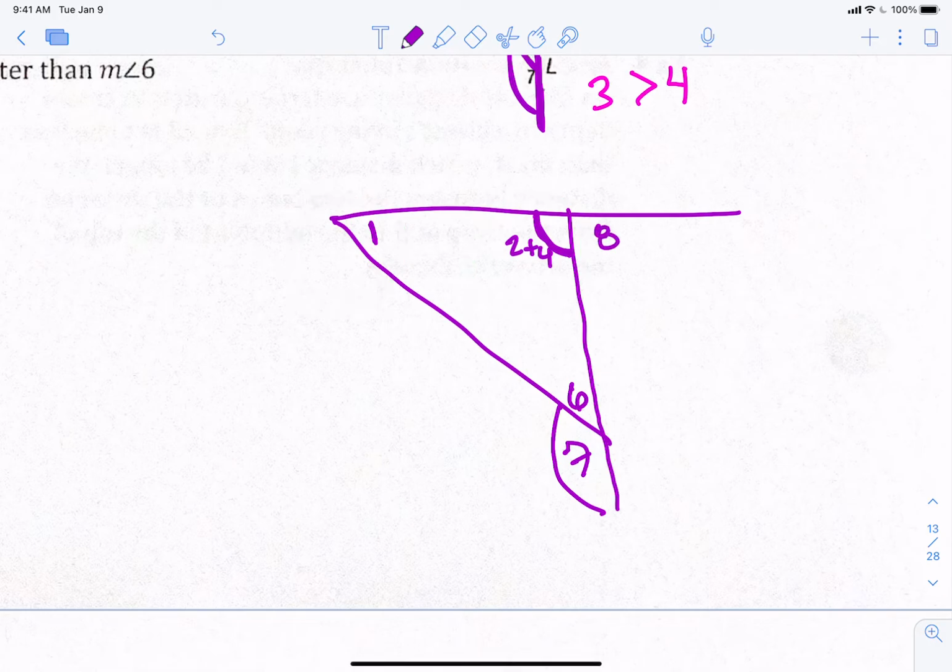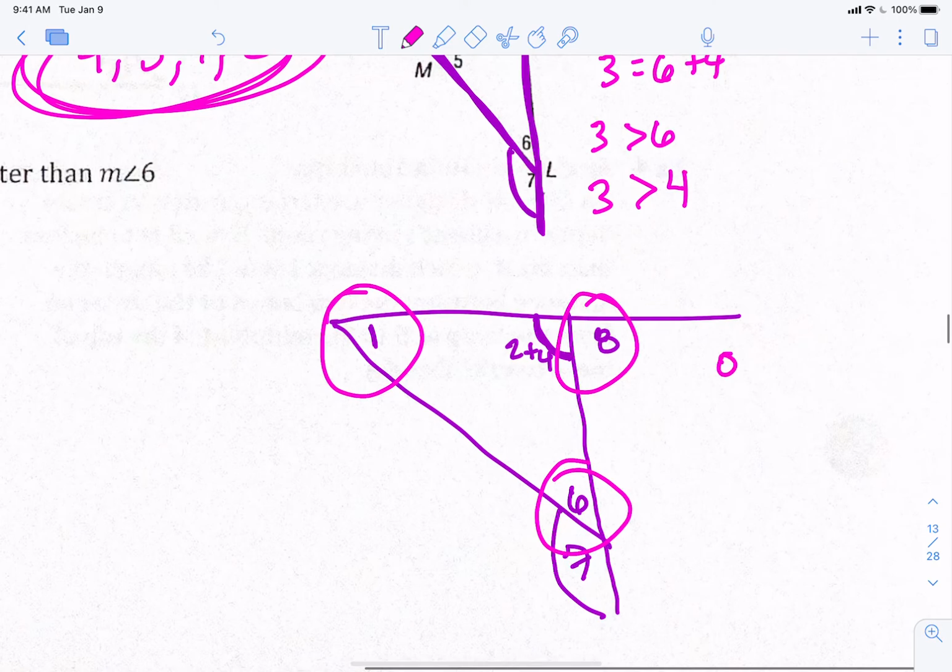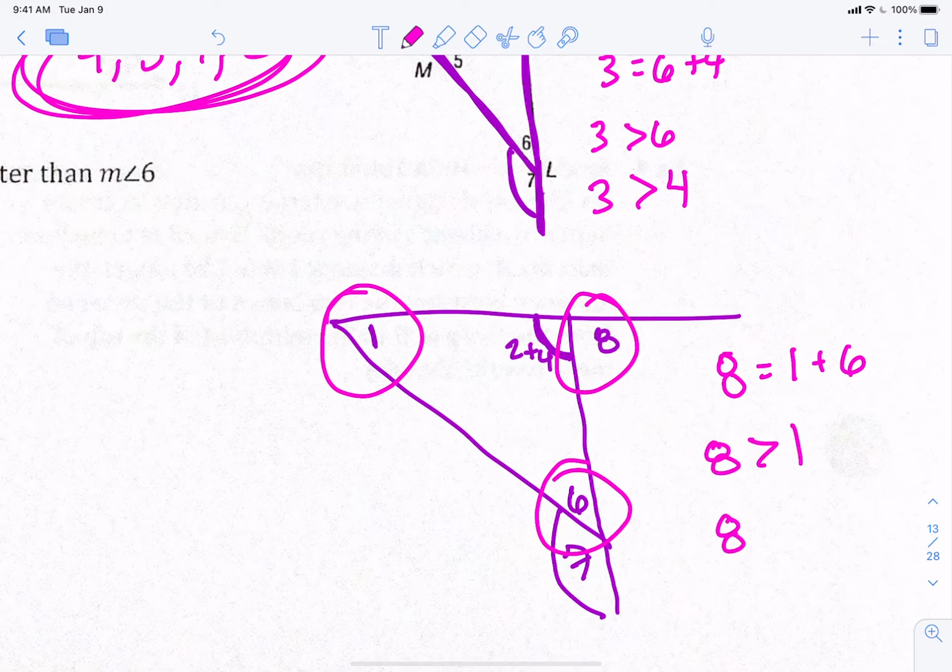Now, this angle is angle 8. What two angles do I have to add together to make 8? 1 and 6. 8 is equal to 1 plus 6. So that means 8 is bigger than 1 and 8 is bigger than 6.